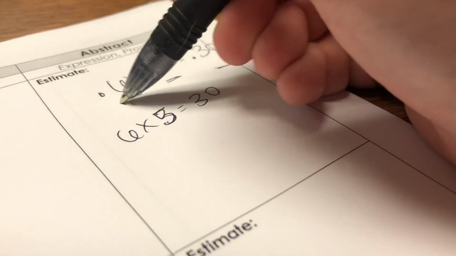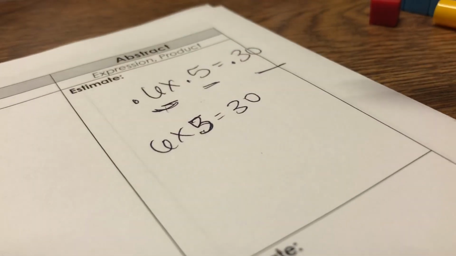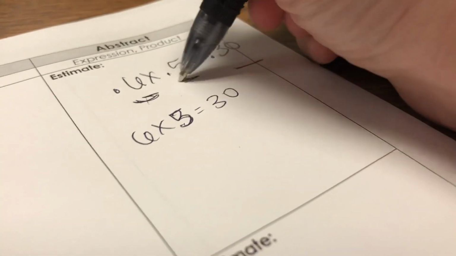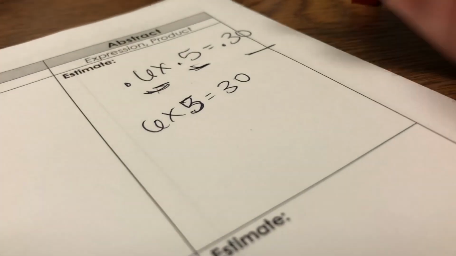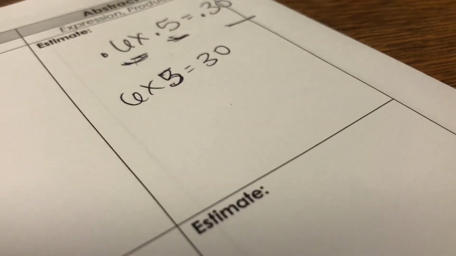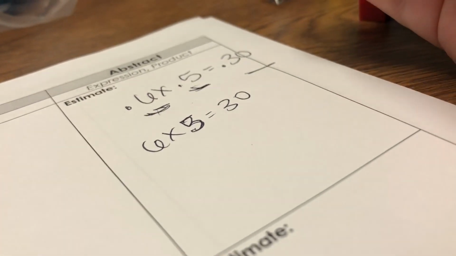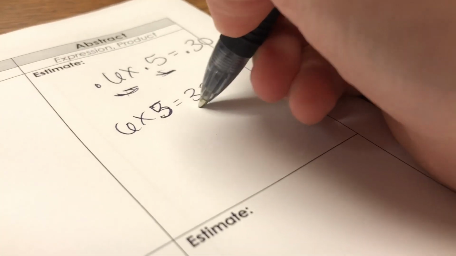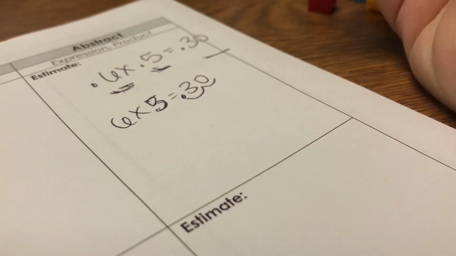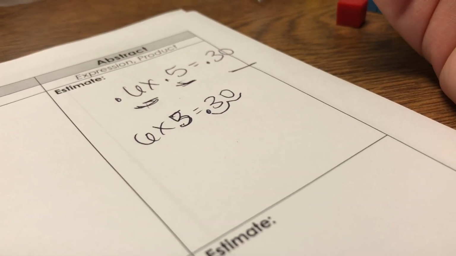How many numbers come after this decimal? Just one, right? How many here? 1. So if I put those two numbers together, then technically I have 2 numbers after the decimal. So in my product, I will have 2 numbers after the decimal.